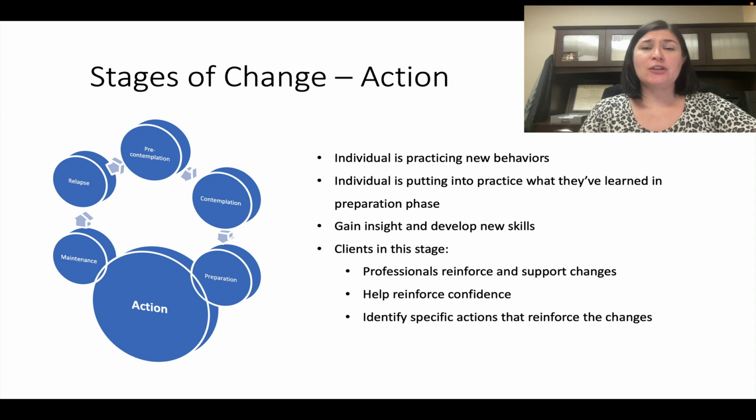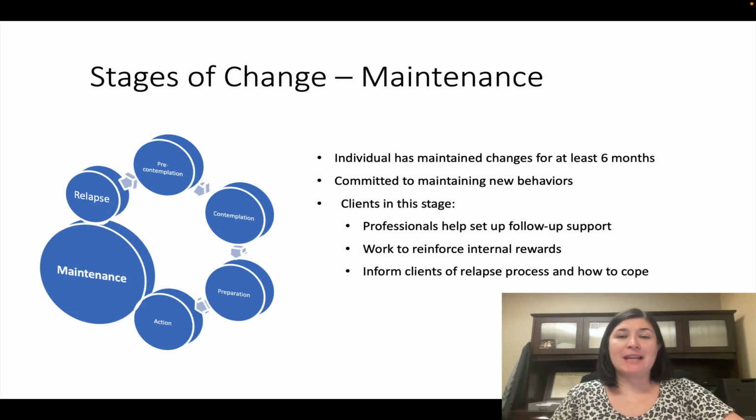In this stage, professionals can help individuals identify any new skills that they may need as they continue to develop and go through this stage. For example, what are some of the specific steps they need to take to continue to reinforce this action stage? As mentioned earlier, the maintenance stage was considered the last stage in the Prochaska and DiClemente stages of change model. However, we will talk about the other stages that were added later.